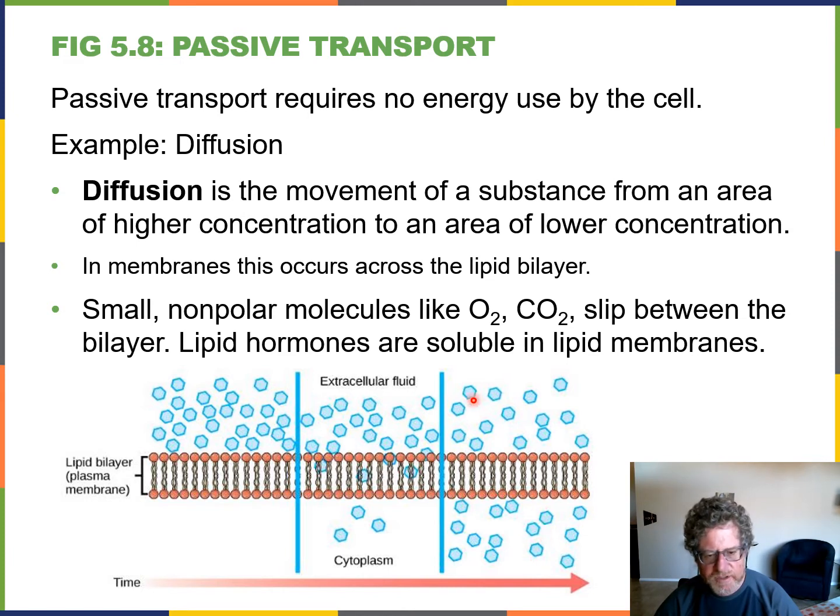Small molecules that will do this are oxygen and carbon dioxide. So carbon dioxide and oxygen are moving in and out of cells just by simple diffusion across the plasma membrane.